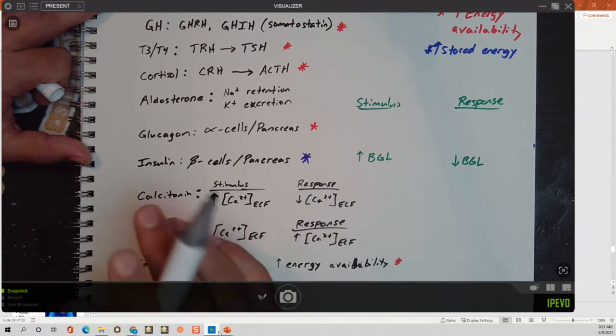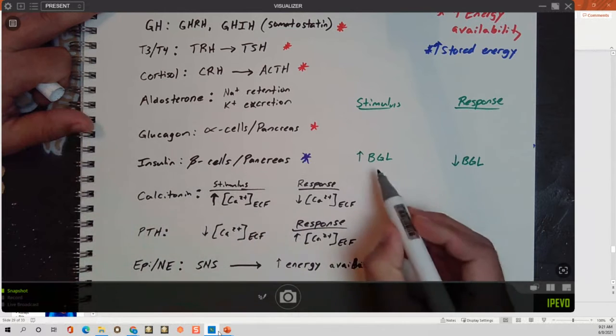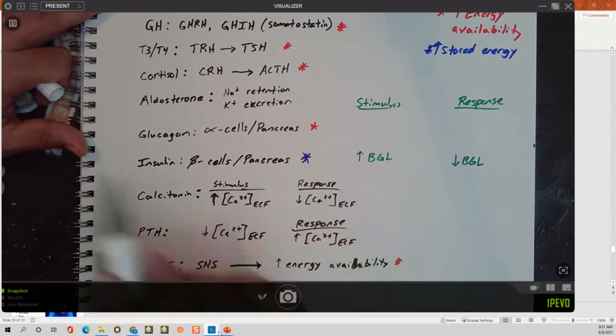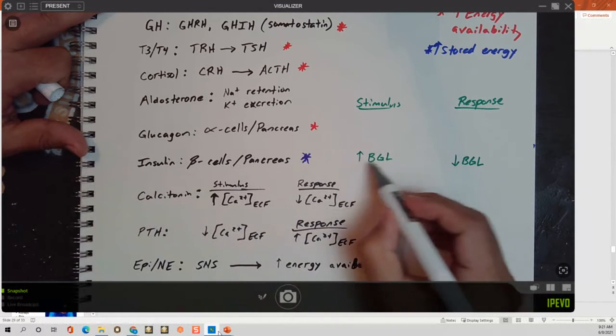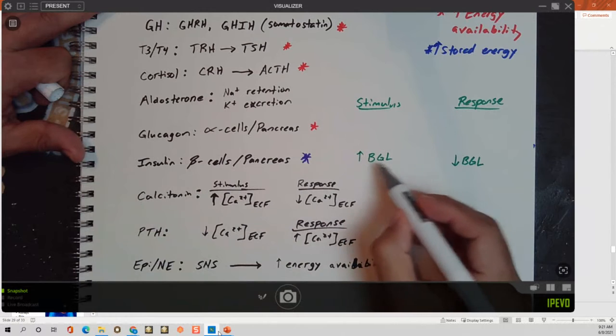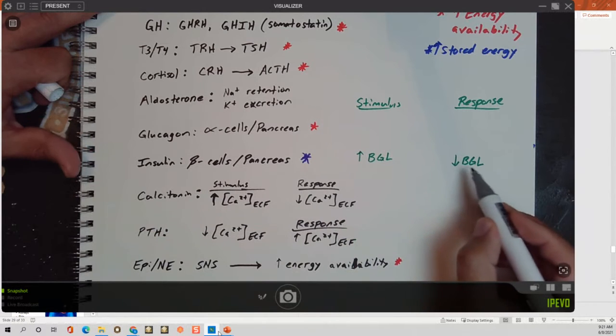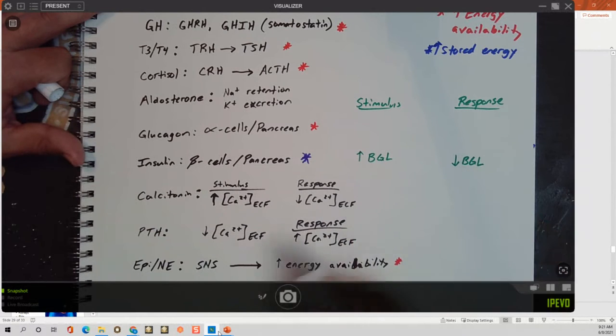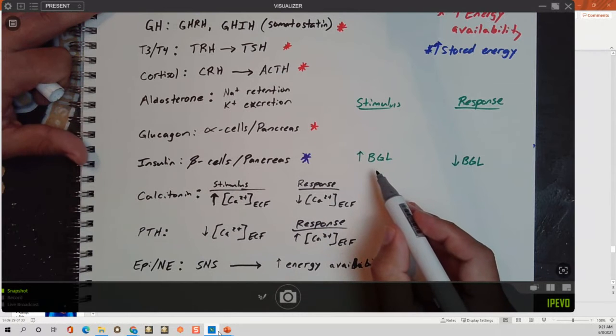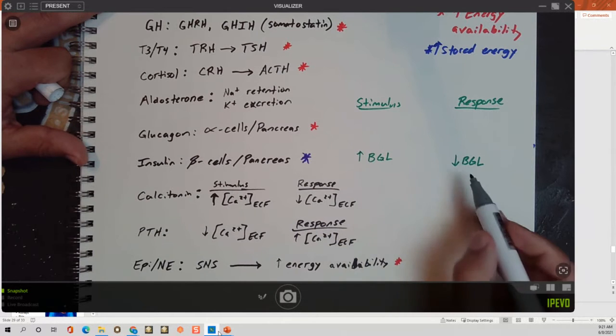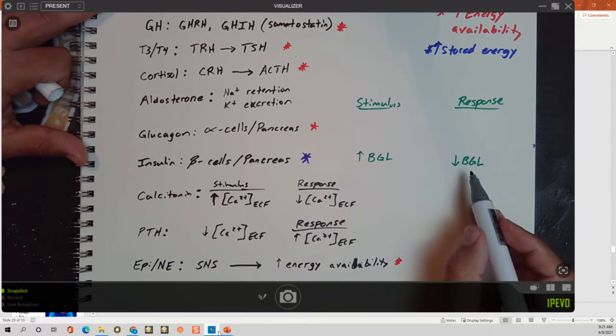So just real quick here, you guys just got it right in terms of we don't want to be storing glucose away when we're running from Mr. Axeman. When we're running from Mr. Axeman, we're trying to increase energy availability. So the answer would be to inhibit insulin so that we do not store that glucose away. Does that make sense?